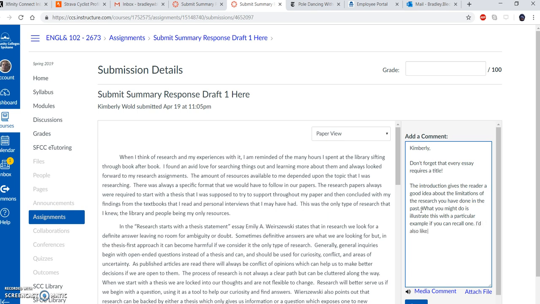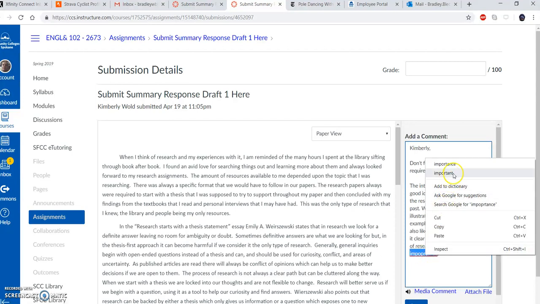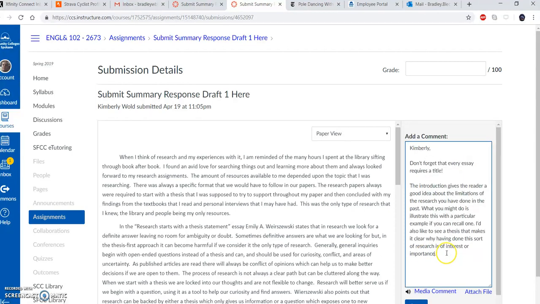I'd also like to see a thesis that makes it clear why having done this sort of research is of interest or importance. I can kind of see it in there, but I want it to be more explicit. I don't want to have to guess at it. And so let's just kind of see what you come up with. But basically, an okay introduction.